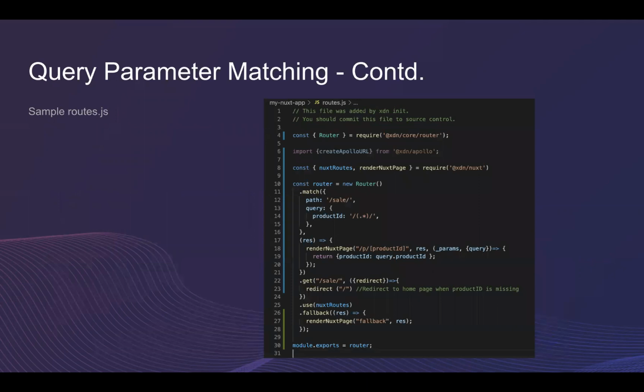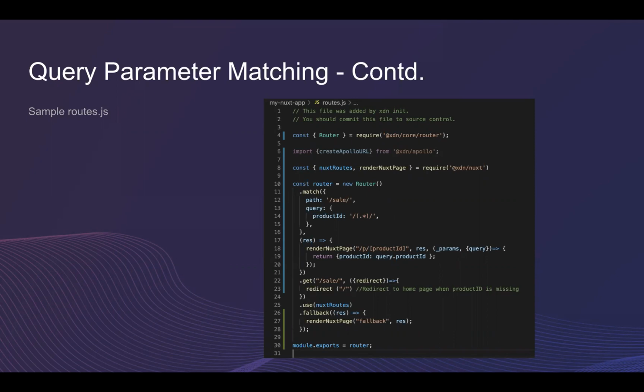Moving on, this will be a sample routes.js snippet. So if you see here in the match function, we are trying to match based on path /sale, and the query parameter we have chosen is product ID, and the value can be anything that's represented by the .regex over there. If you look down on the get function, if a product ID is missing, then it will redirect it back to the home page.